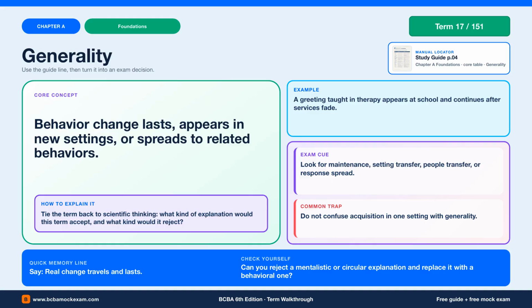Domain A wrap. Here is the big picture for Domain A. The exam is testing whether you can think scientifically. Find variables. Use data. Prefer simple explanations first. Keep questioning. Choose practical interventions. Avoid mentalistic labels. And make sure behavior change is observable, meaningful, and durable. Before moving on, pause and say the Domain A rule in your own words. Observable, measurable, useful, and durable. Now we move into Domain B, where the vocabulary becomes much more technical.